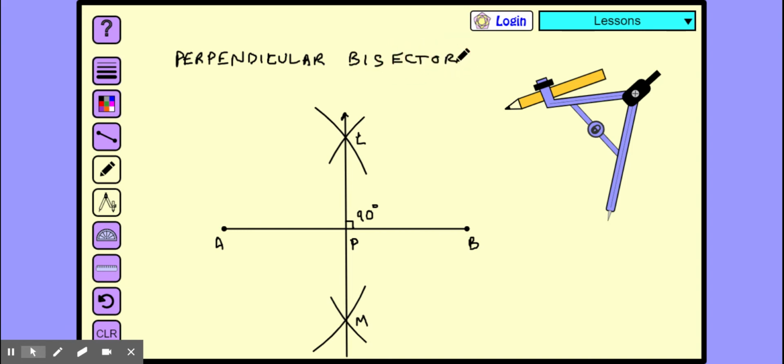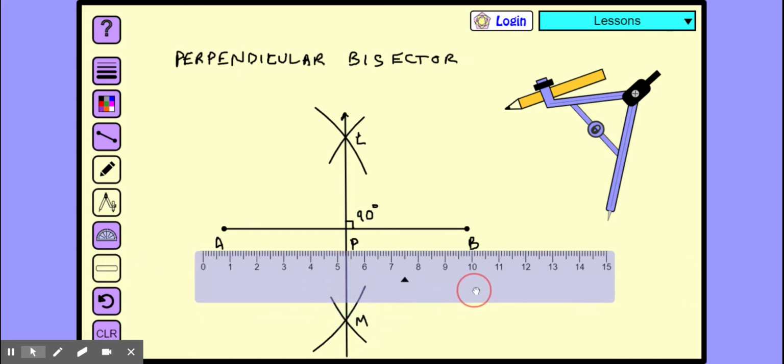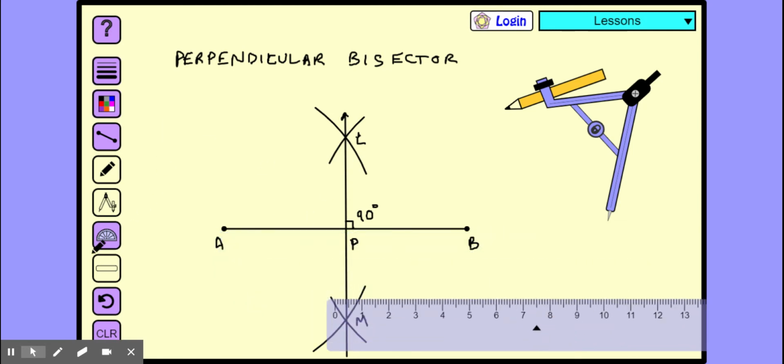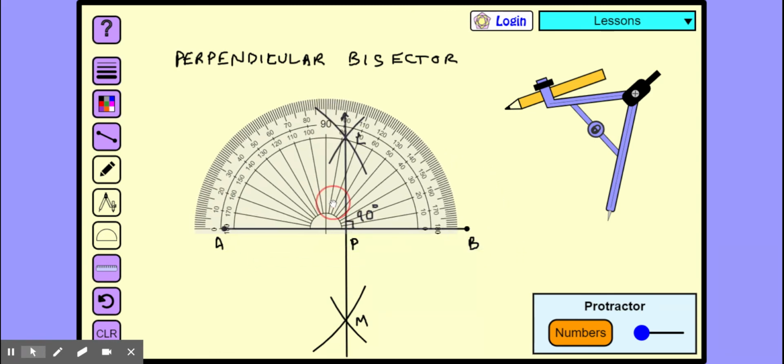So you can check also whether the given line has been divided into two equal halves or not. Now our line was 9 centimeters. Now if you see this bisector, this perpendicular that we've drawn is exactly at 4.5. So that means this line has bisected the given line. And you can check whether it is exactly 90 degrees or not.